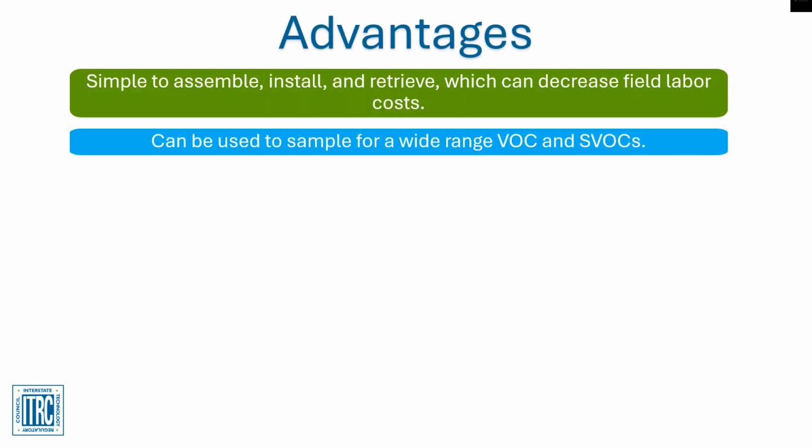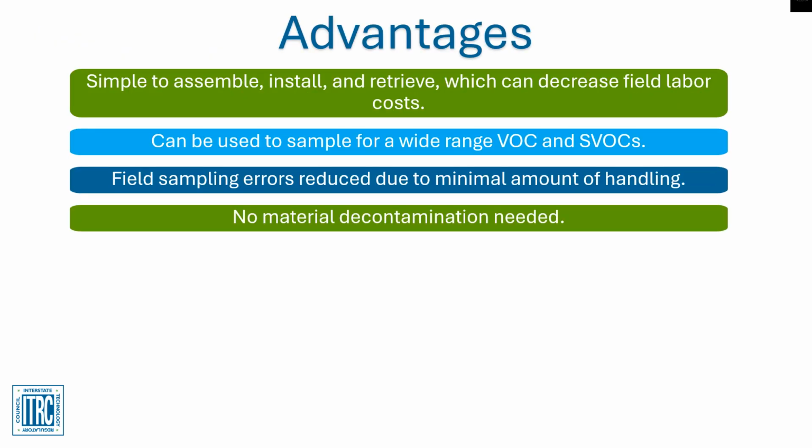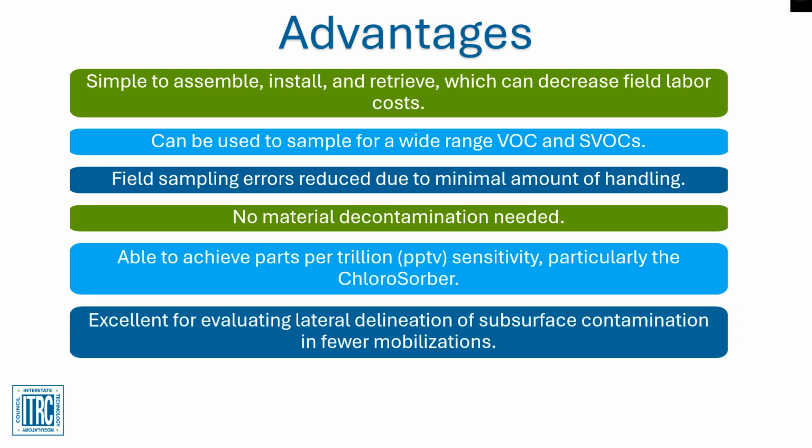Some of the advantages of the Beacon sampler include: the devices are easy to assemble, install, and retrieve. They can be used to detect a wide range of volatile target chemicals. The samplers reduce field sample errors due to minimal handling and equipment. No decontamination or leak test procedures are needed during sampling. The chlorosorber can achieve parts per trillion or nanograms per cubic meter concentrations. The Beacon family of samplers can provide lateral delineation of plumes, reducing mobilizations to the project.